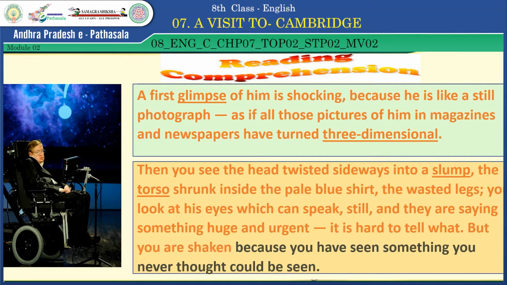Children, a writer gets shocked when he has a look at Hawking because he appeared like a mere image, the way he observed in a magazine or in a newspaper. He described the way Hawking was in his wheelchair. He felt that his eyes were trying to tell something very important and urgent, but it's very hard for anyone to tell what. But he's shaken for one thing, that one could never expect a person like him in a wheelchair. Children, now let's see meanings of difficult words.